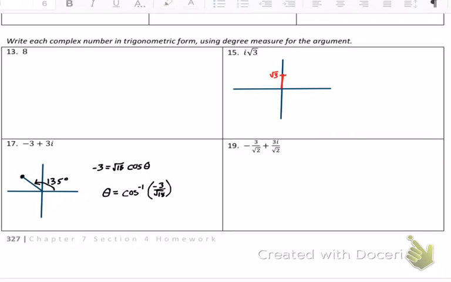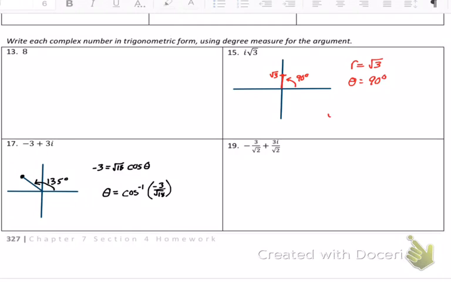Well, yeah, we'll just leave it as square root of 3. So the length of this line is square root of 3, right? Yeah, it's just square root of 3. So that means our r equals square root of 3. And what angle's right here? 90 degrees. So that means our theta equals 90 degrees. And then we just plug in that information, right?